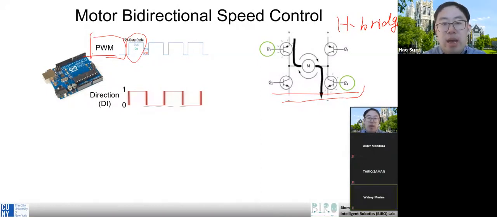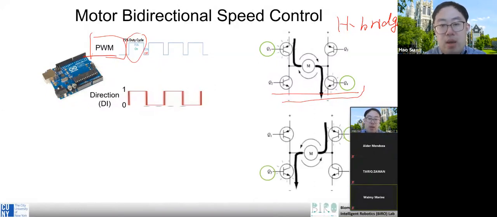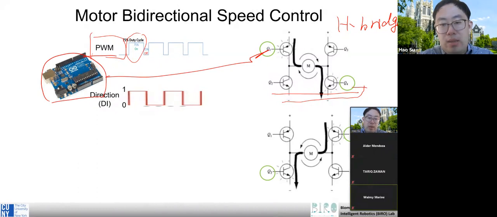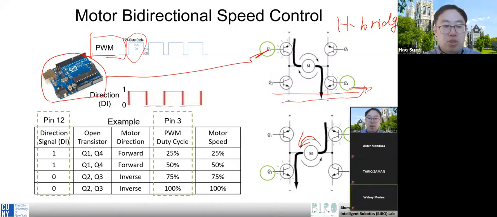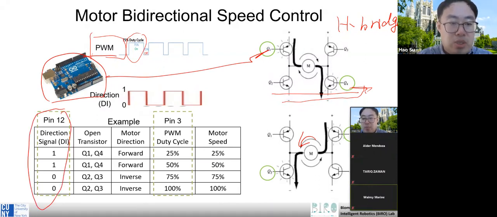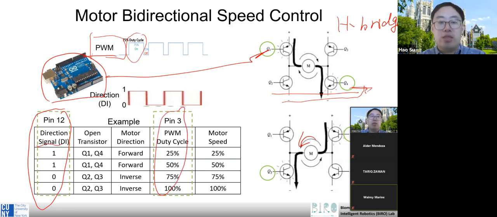So in this way, you can see it's rotating clockwise, and if we use the microcontroller to control the gates of this H-bridge, we can also switch to a counterclockwise rotation, right? So as you know, through the microcontroller, it can regulate both the direction pin and also the motor duty cycle pin.